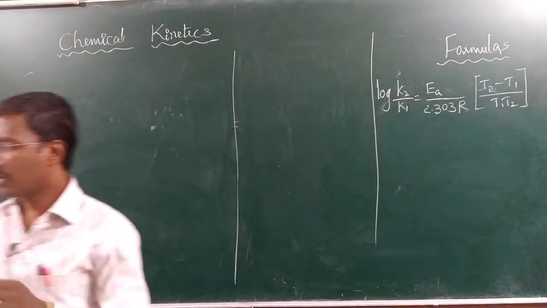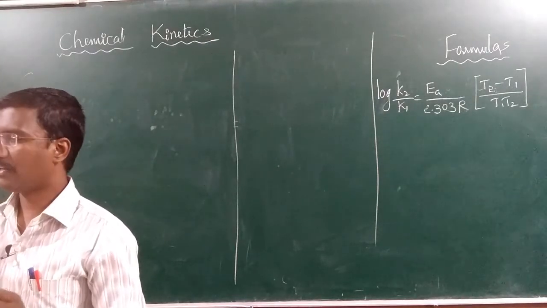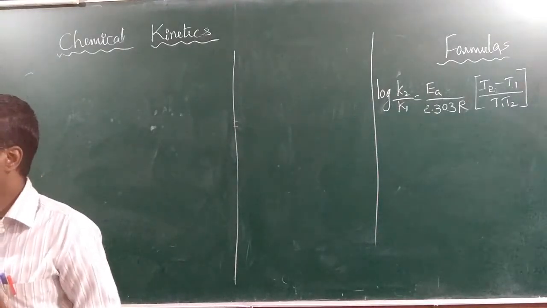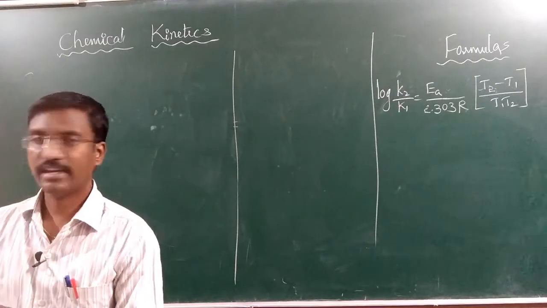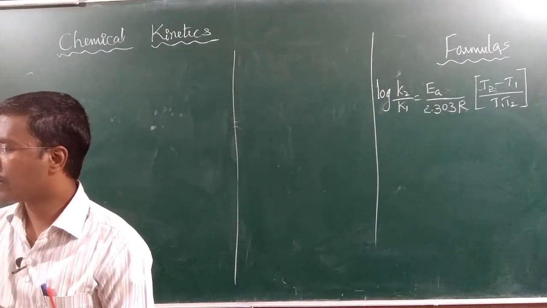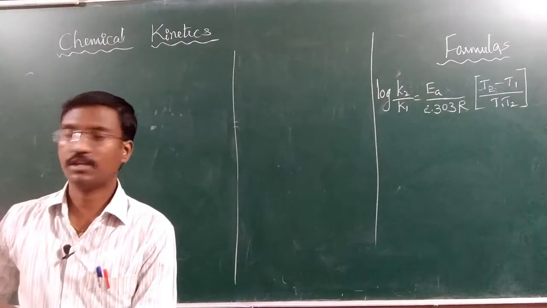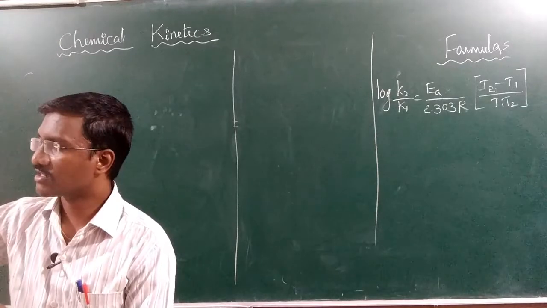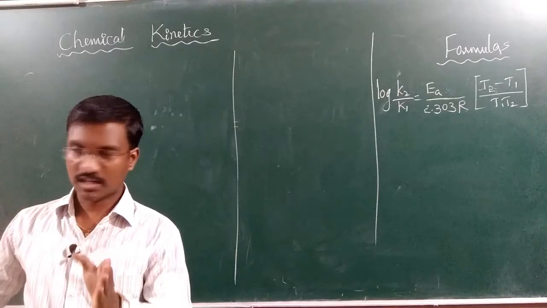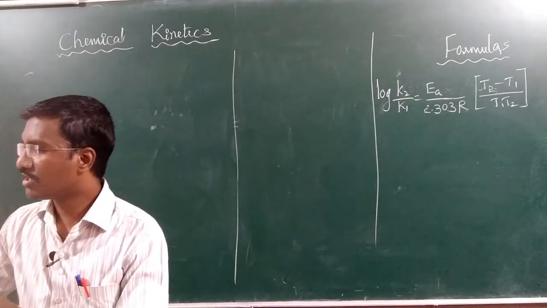Today also we are solving some problems, up to 6 problems. We will start with the first one. The first problem is the decomposition of hydrogen iodide, that is HI splitting into hydrogen and iodine, with a rate constant of 9.5 into 10 to the minus 9 per mole liter per second at 500 Kelvin. And another rate constant is 1.10 into 10 to the minus 5 per mole liter per second, at the temperature 600 Kelvin.